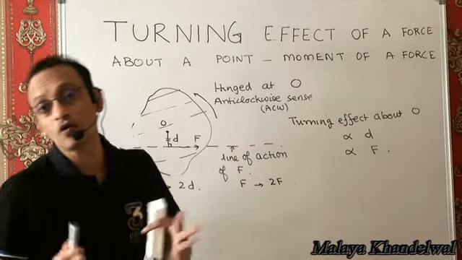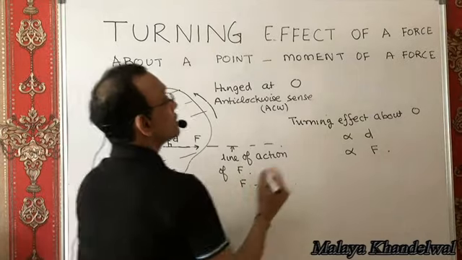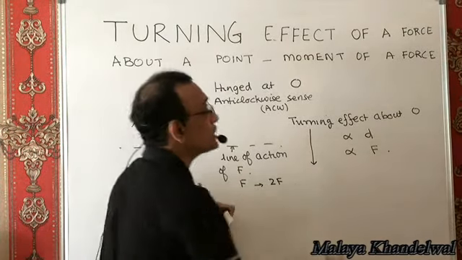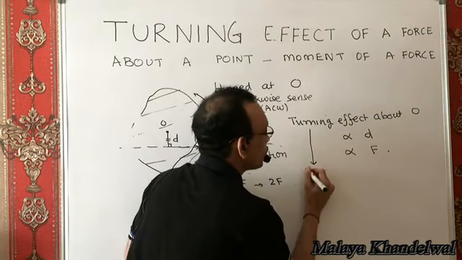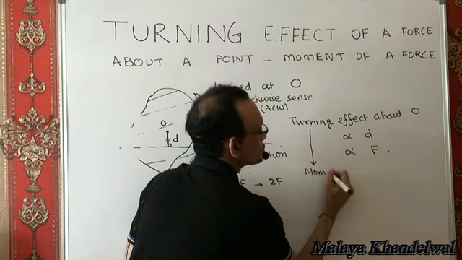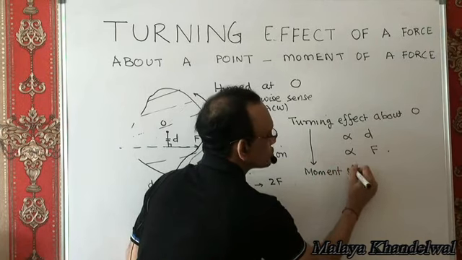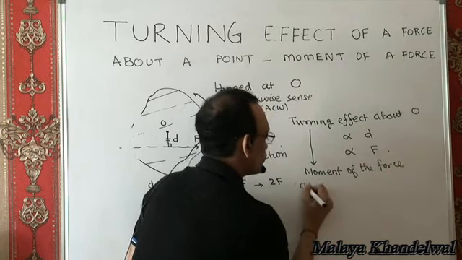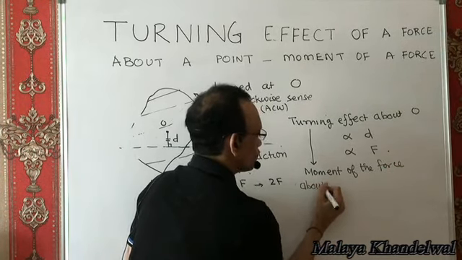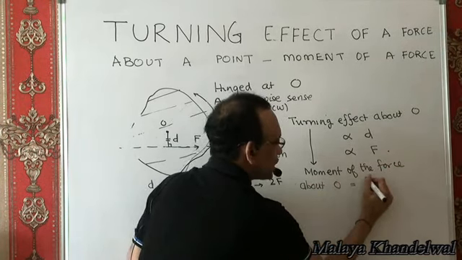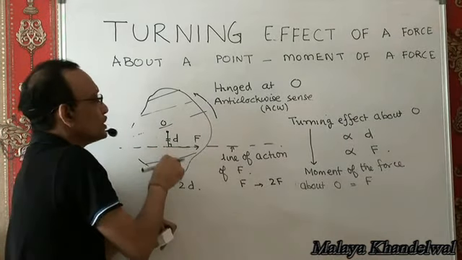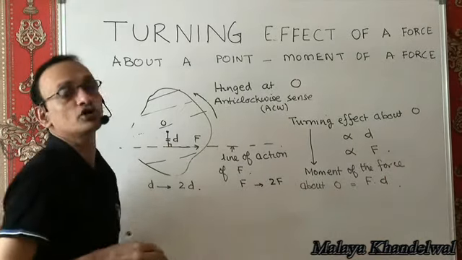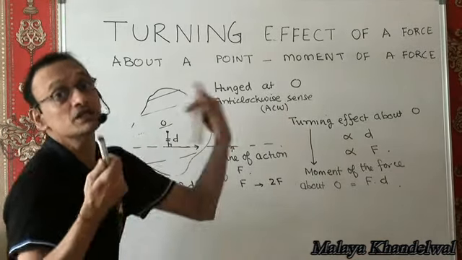So what we define now is a quantity which is said to measure the turning effect of a force, which we call the moment of the force about O, as the product of the force into the perpendicular distance of the line of action of the force from the point O about which we are measuring the turning effect.